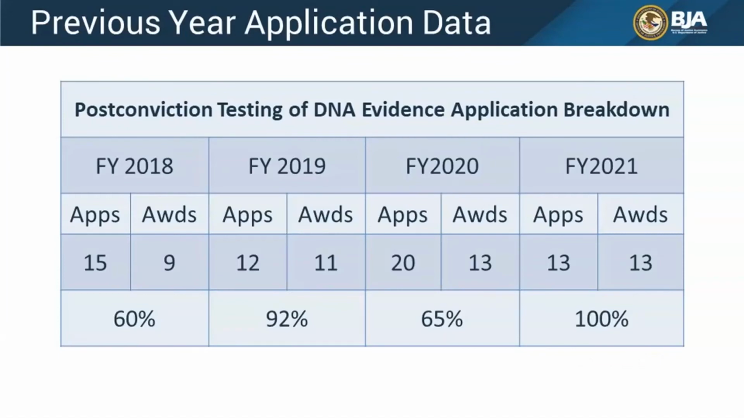And for your reference, I've broken down the past 4 years of applications and awards for this program. Most recently, in FY21, we received 13 applications, and we were able to make all 13 awards. So 100% of applications received were funded. This is very rare and actually had to do with the number of applications, the availability of funding, and the strength of the applications we received.